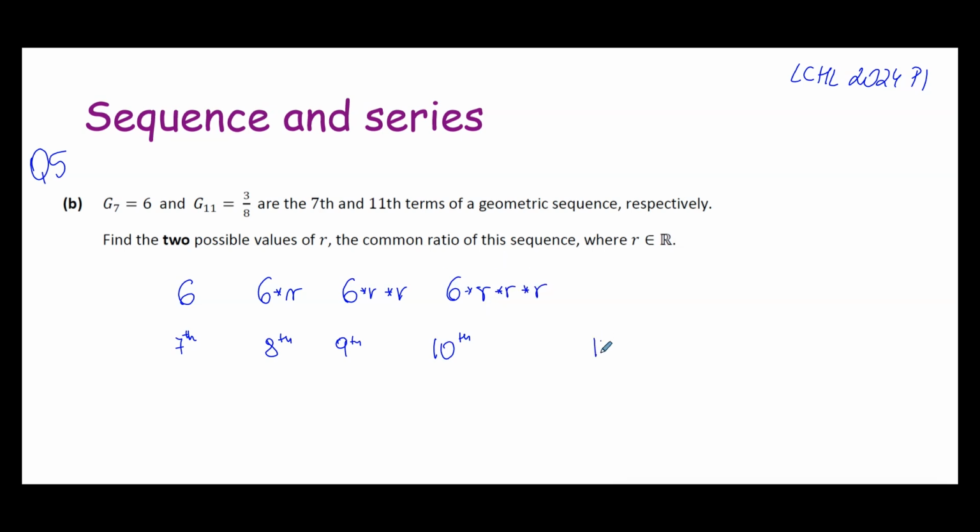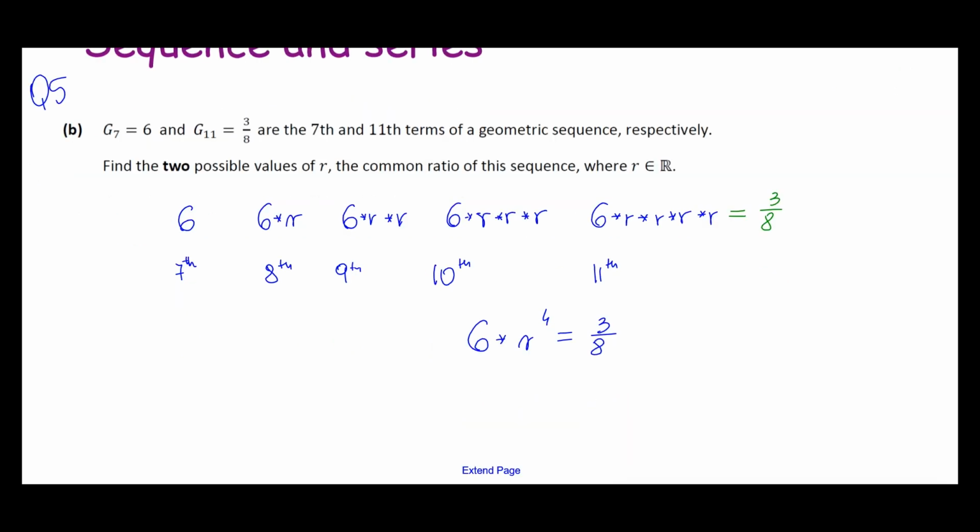And then I have the 11th term. How did we get that? We took the 10th one, which is 6 multiplied by r, multiplied by r, multiplied by r, and again, we multiply by r. And that 11th term is what? 3/8. And there it is, your equation. Okay, so that's simple enough. We understand that it is 6 multiplied by r to the power of 4 equals 3/8.